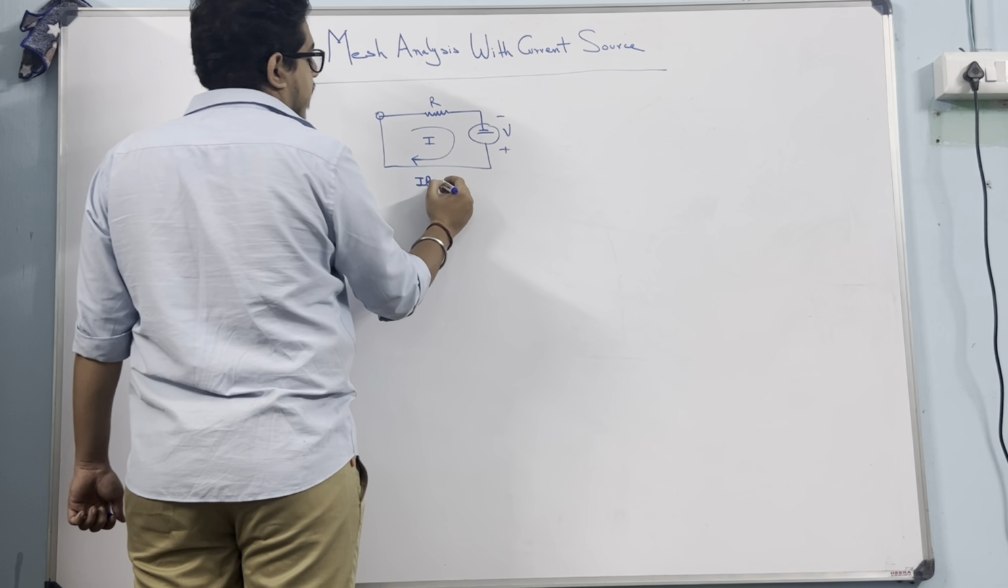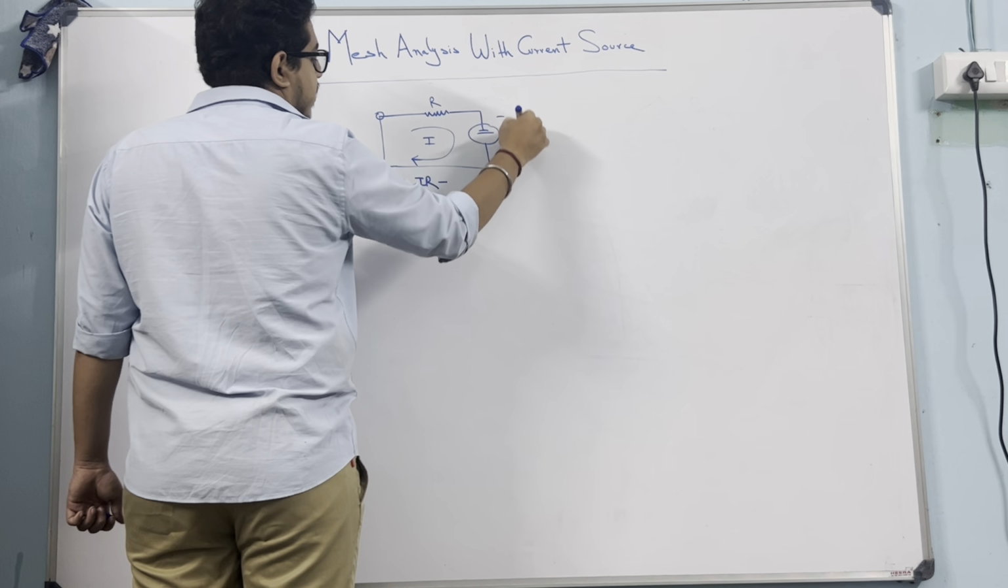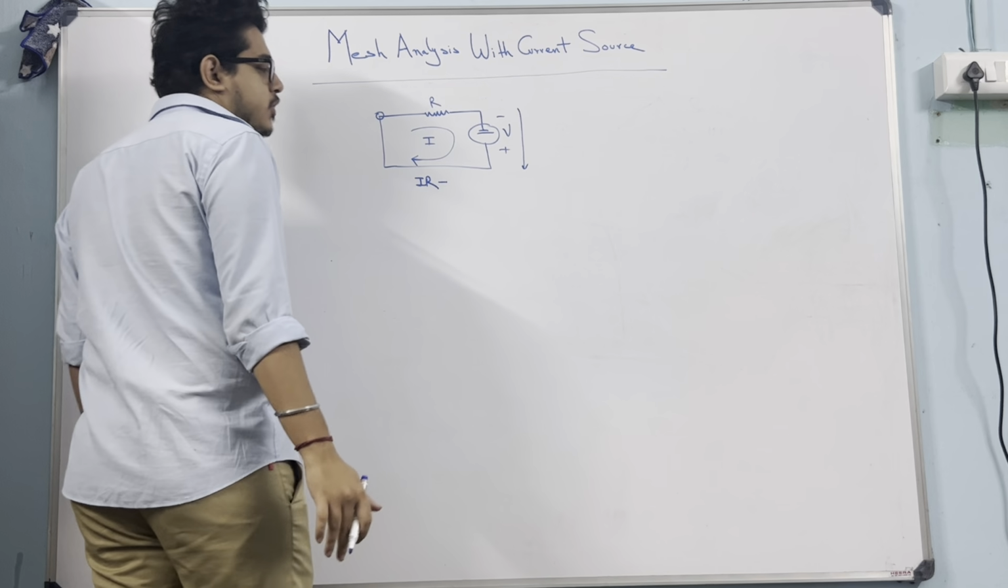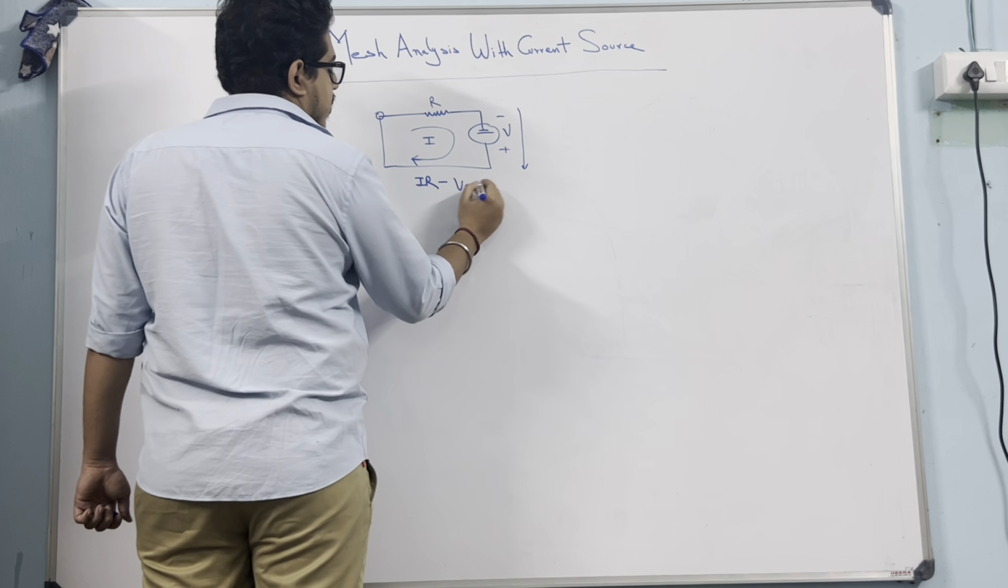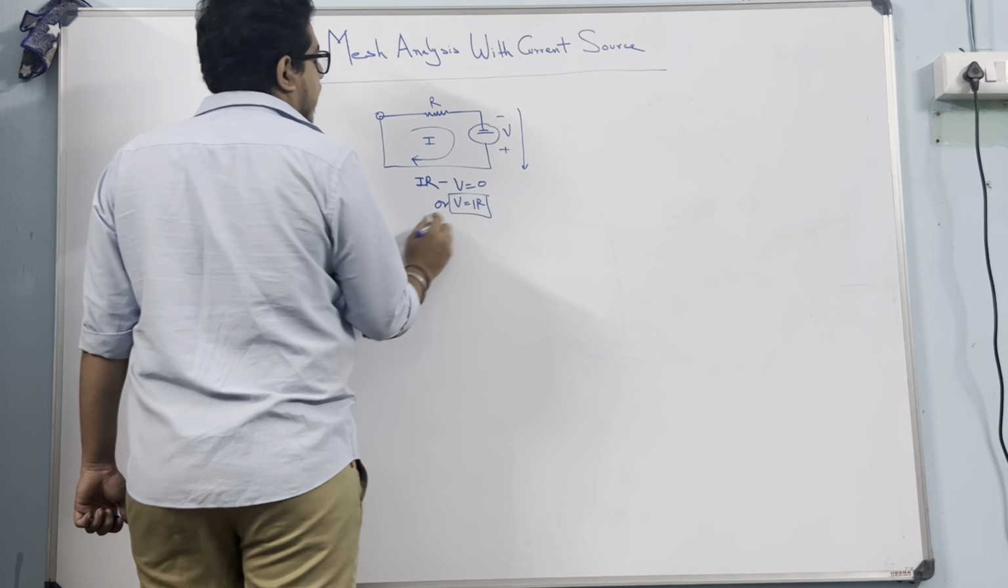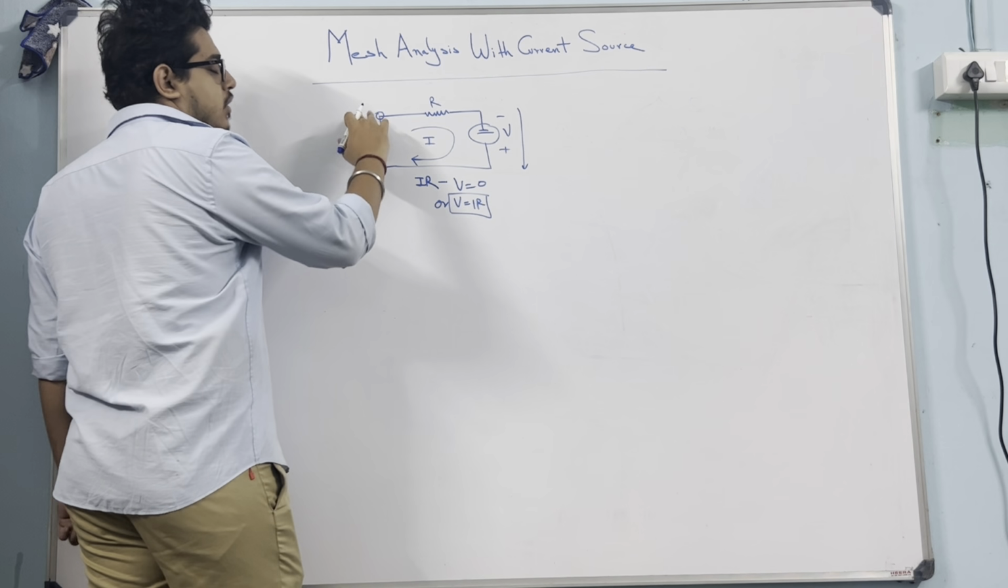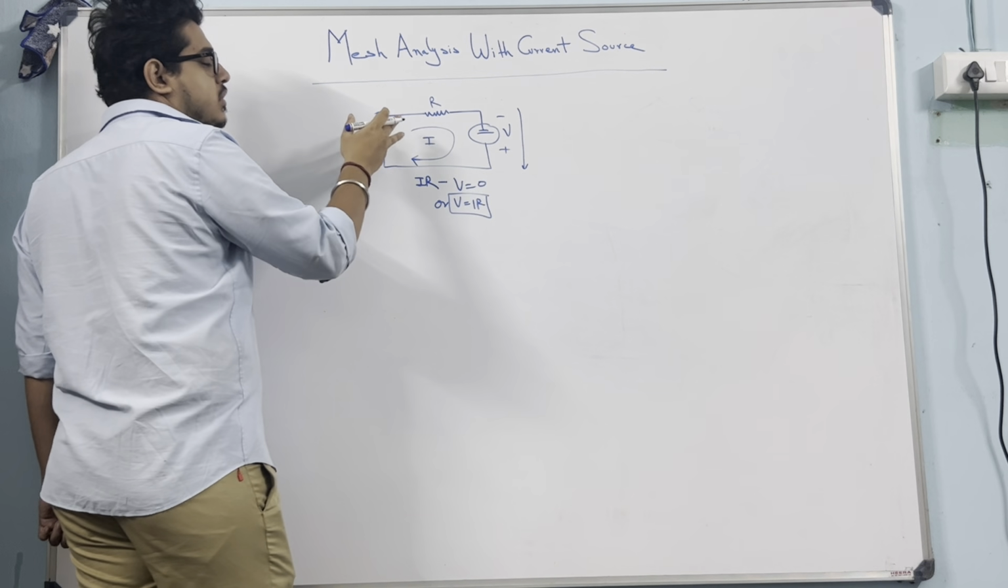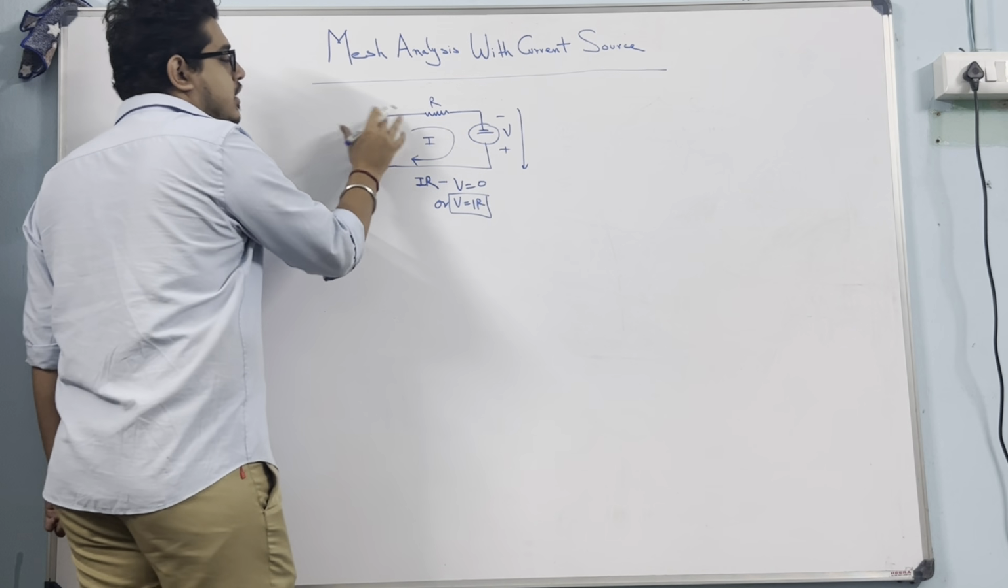IR minus V, as we are coming from this side to that side, you can check my previous videos, is equal to 0, or V equals IR. So this is what we call mesh analysis. We sum all the voltage drops across a mesh, which is equal to 0.